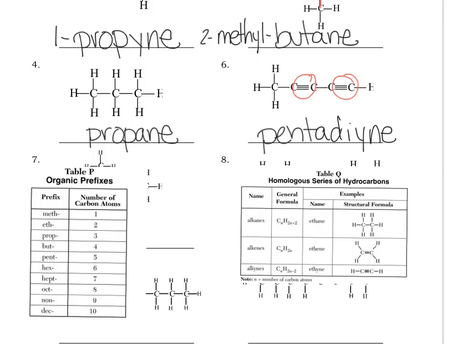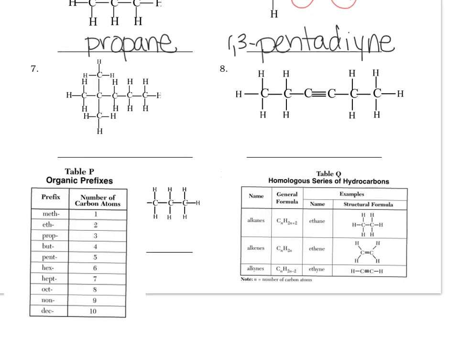So if I counted from this side, they would be on the 2nd carbon, 3 and 4th carbon. Or if I count from this end, it's on the 1st, 2nd, and 3rd, 1st and 3rd. So we're going to count from this side. And this becomes 1,3-pentadiene. I know there's a lot in there. All right, on to number 7.